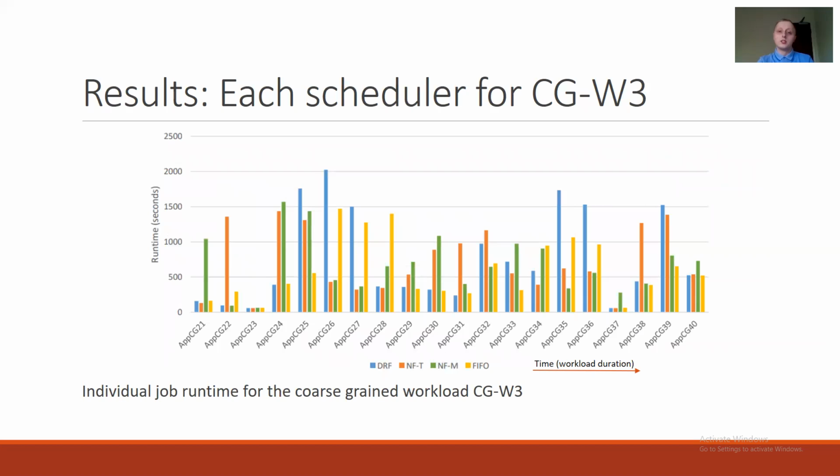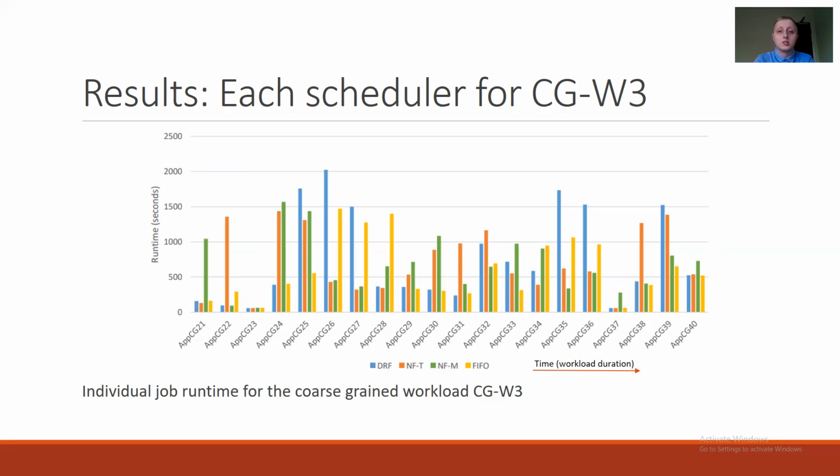The next graph presents the results for each scheduler subjected to the CGW3 workload, showing the individual job runtime for the workload, with the x-axis also showing the ordering of the workload's duration over time from the initially given job CG21 to the final job CG40. Overall, FIFO is the best choice of the 20 jobs. In the workload, FIFO completes 7 the fastest and is almost the fastest for the furthest 6.